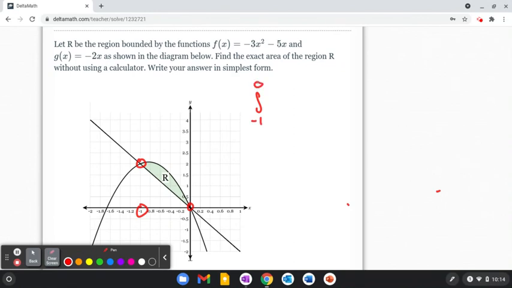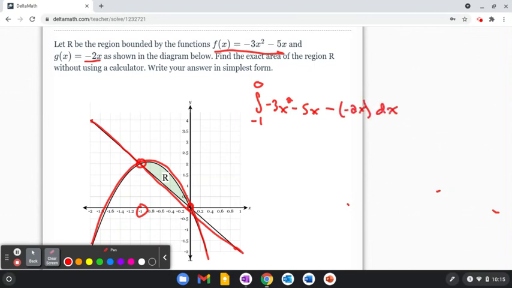Just make sure you always put your lower limit on the bottom, or else you'll end up with a wrong answer. The lower limit on the bottom, upper limit on the top. Our top function in this case will be this one. See, it's on top of the other one, and that's our f of x here. So that's -3x squared minus 5x, minus our g of x, which is, again, just a straight line here, -2x. So it'll be minus 2x dx. Let's go ahead and combine some like terms before we integrate.